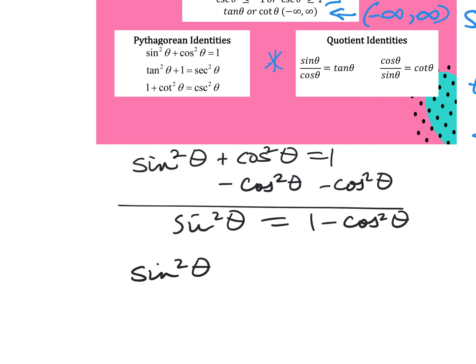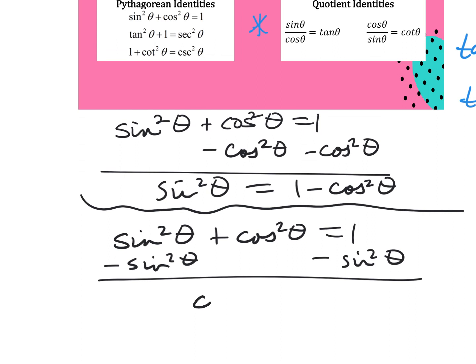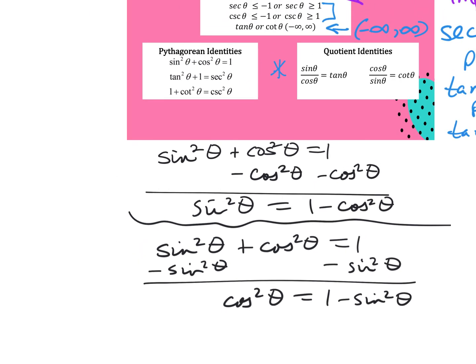I could have also rearranged it and solved it for cosine. So sine squared theta plus cosine squared theta, this is a new problem. Let's say instead I wanted to get cosine by itself. So I could move the sine squared theta to the other side. And then I could get cosine squared theta all by itself. So be able to manipulate any of these 3 into different forms. Because again, we're going to be using these later on to simplify things.